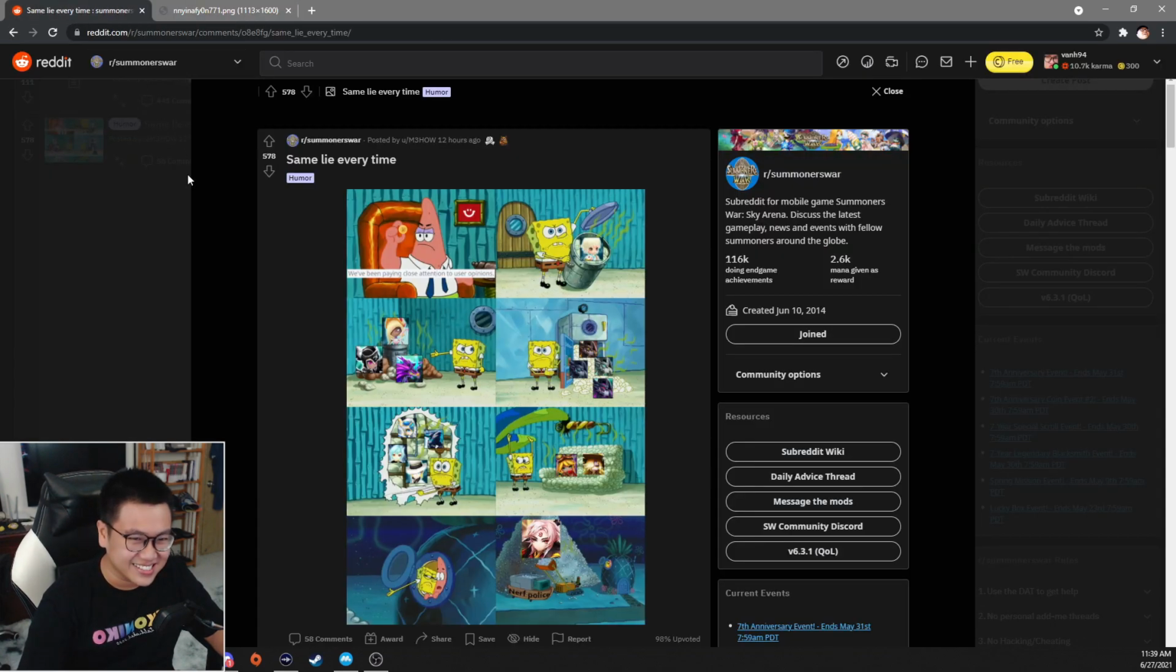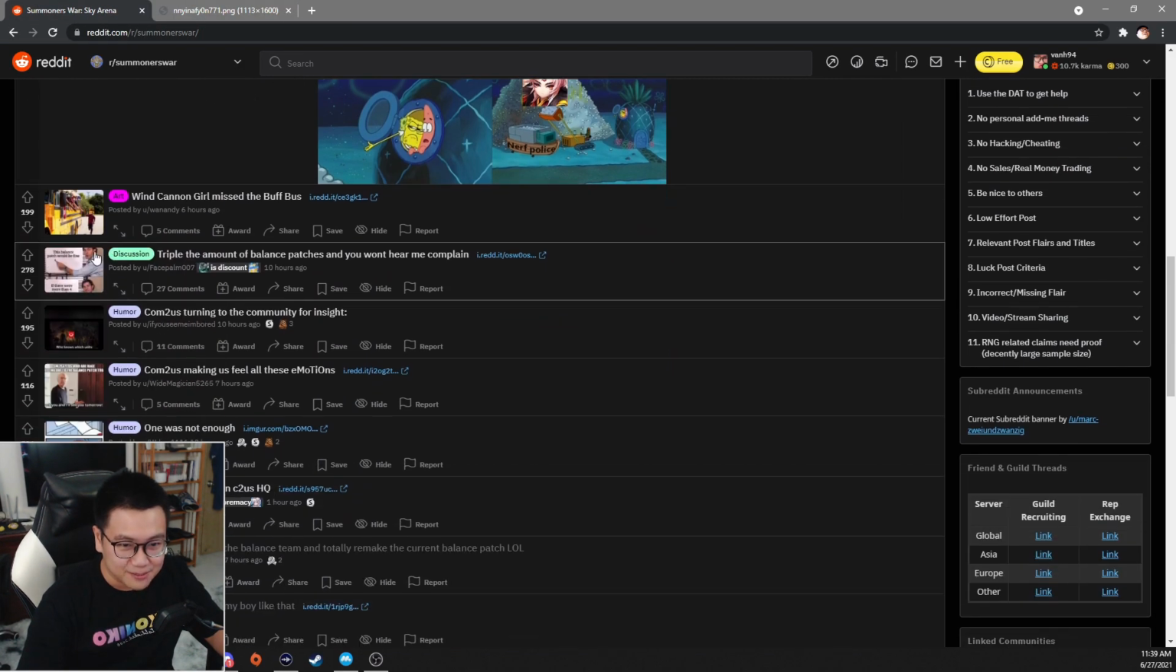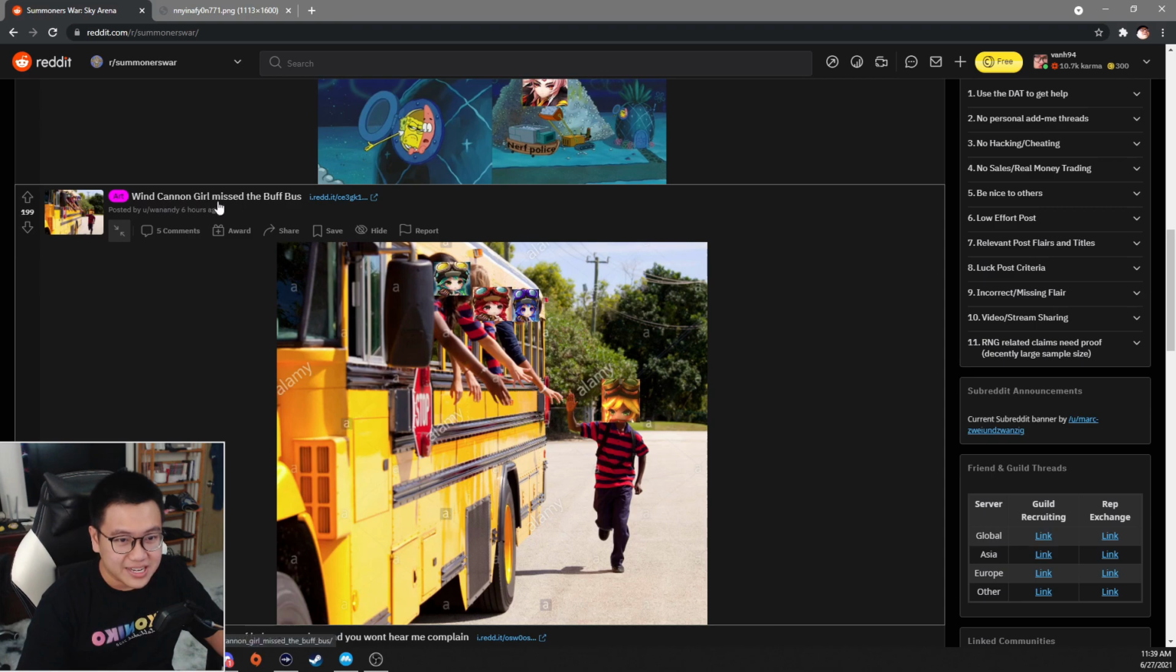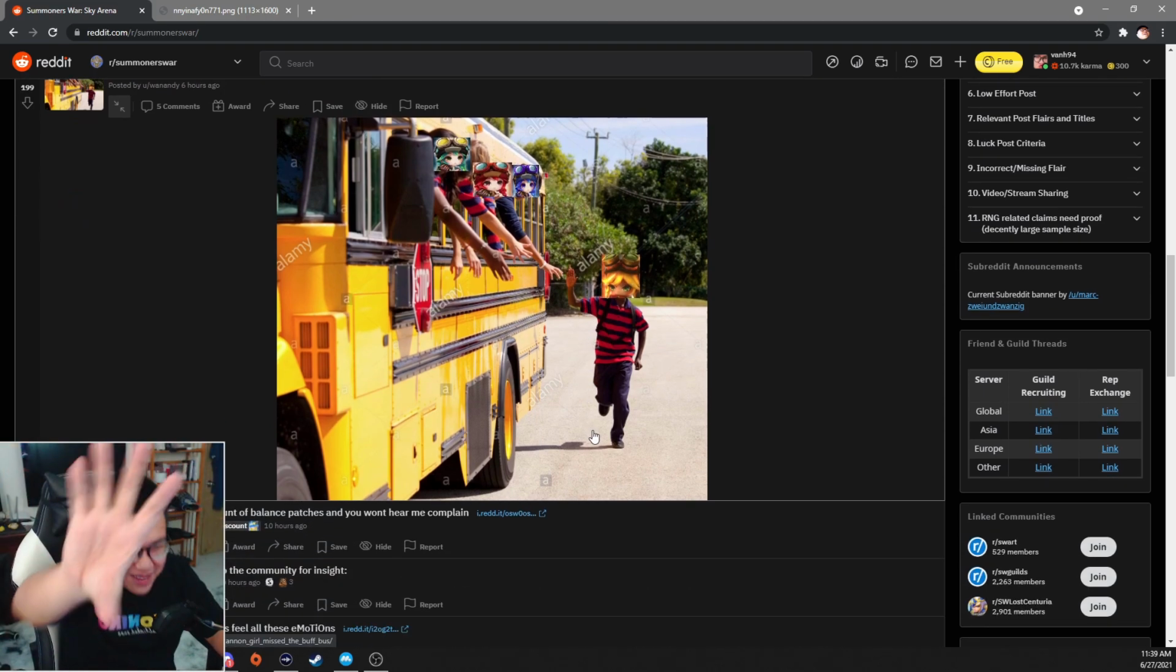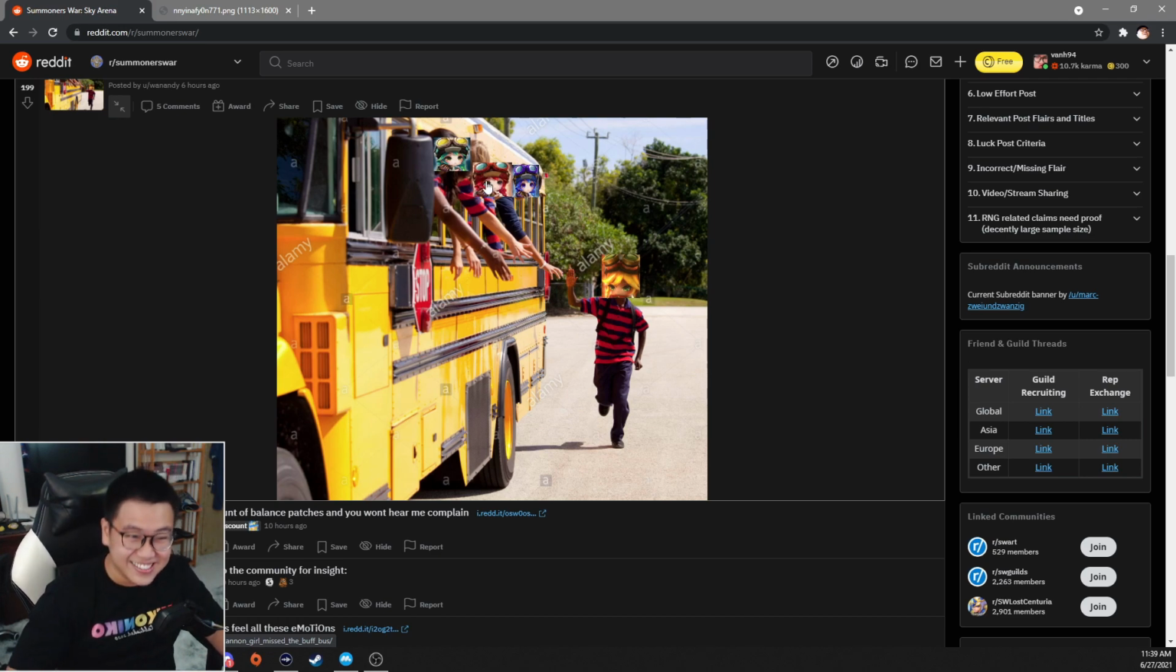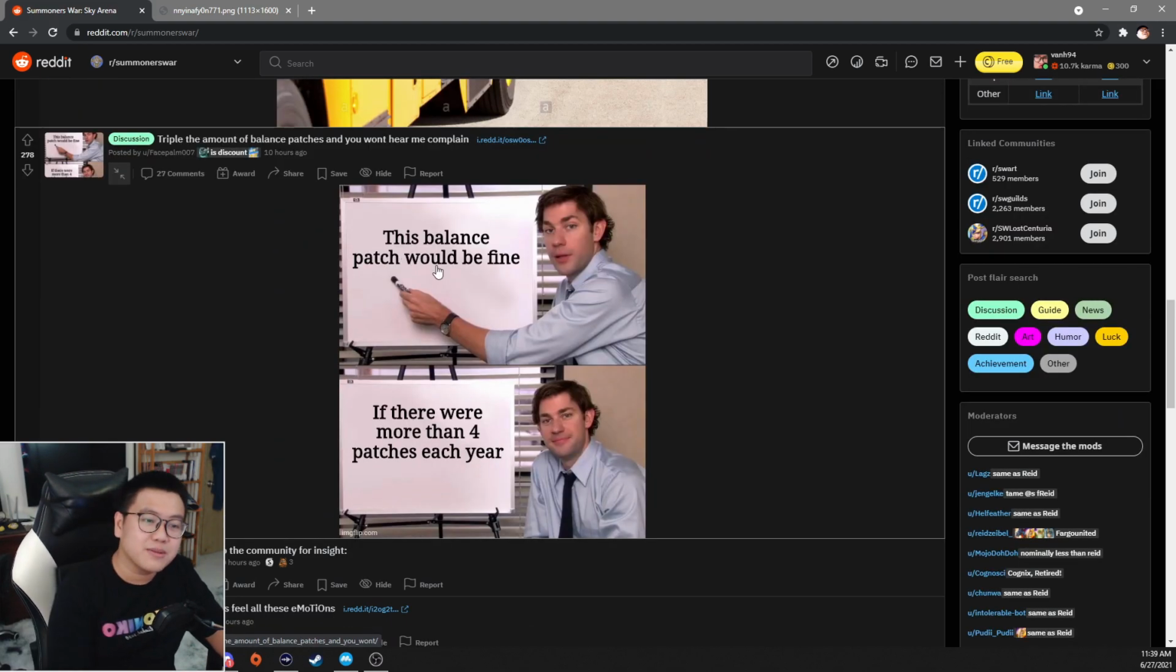Oh my god, dude. The memes are so good. Wind Cannon Gun missed the buff bus. Guys, wait for me. These units, I am definitely using them to set up defense break. I'm very sure about that. Like, the buff was so that you can defense break every unit instead of RNG defense break, right? But who the hell used this unit to set up defense break? I have no idea.